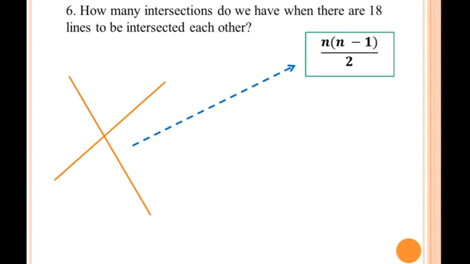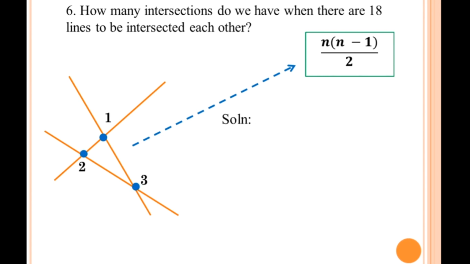So 2 times 2 minus 1 over 2. 2 minus 1 is 1, 1 times 2 is 2. 2 divided by 2 is 1, which means 1 intersection. Then if we draw another line, n becomes 3. So 3 times 3 minus 1 over 2. 3 minus 1 is 2, times 3 is 6. Divided by 2 is 3, which means it will satisfy the given problem.